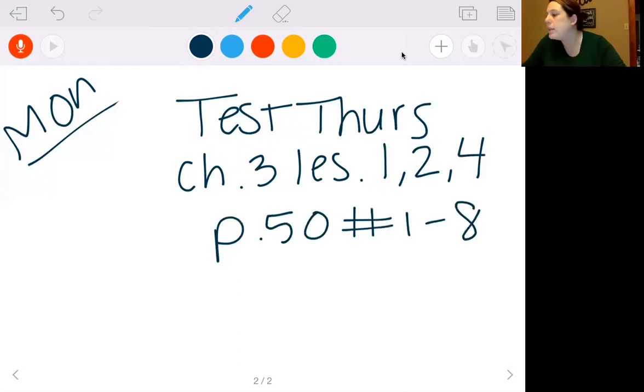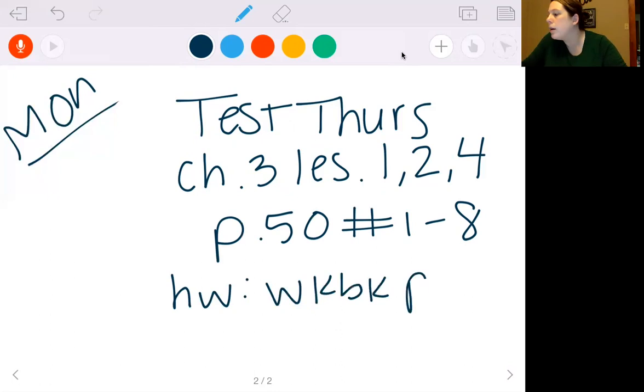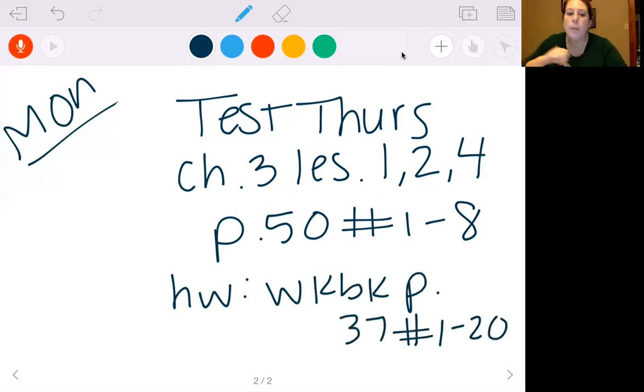So today you're going to do page 50 in your textbook, numbers 1 through 8, and then for homework, you're going to do workbook, page 37, numbers 1 through 20. Don't do the whole page, but 1 through 20 tonight. That page is really long. So this is what you're going to work on now. So it's unlocked on Shobi. Go ahead and look at it. And I will see you for Tuesday's.